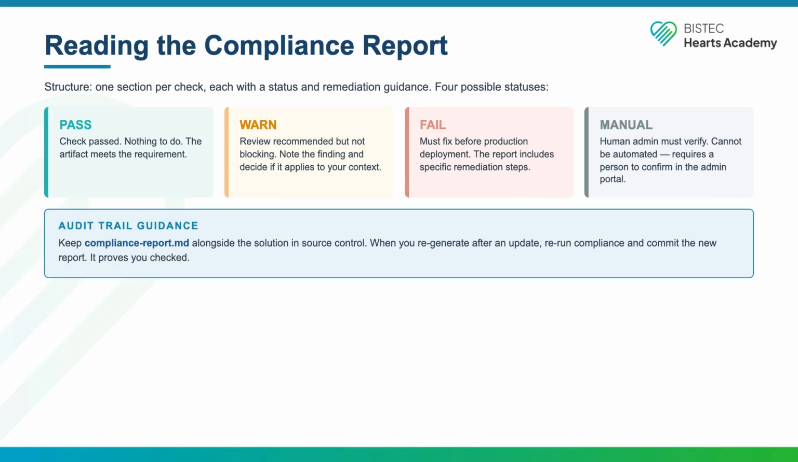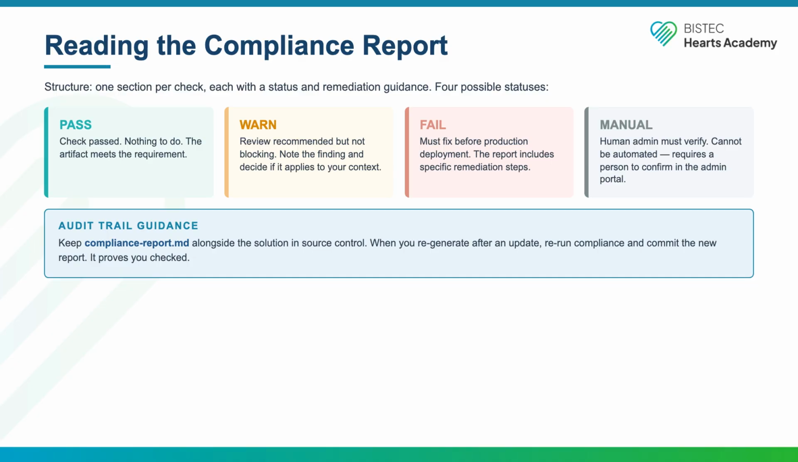The compliance report is a markdown file with one section per check. Each check has a status and, where applicable, specific remediation guidance. Pass means the check passed, and there is nothing to do. Warn means the check found something worth your attention that is not a hard blocker.